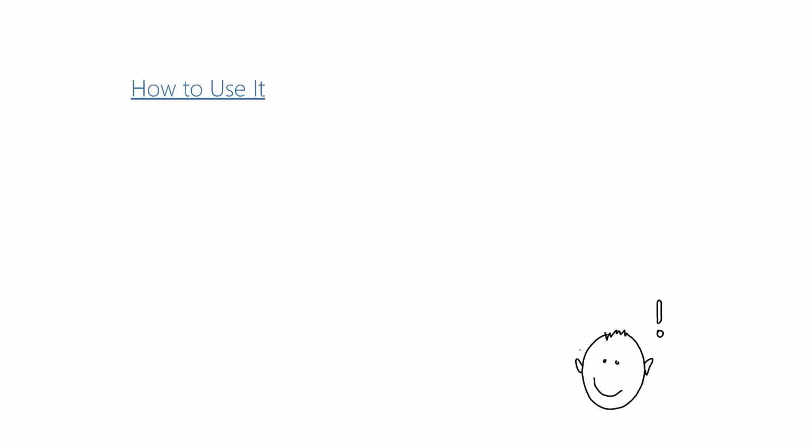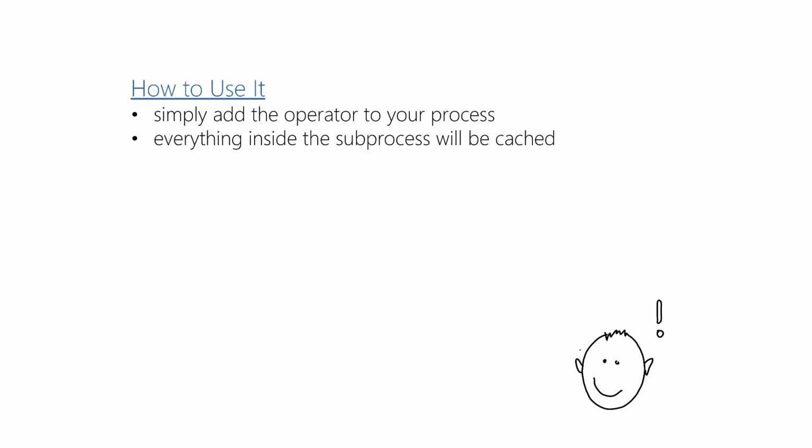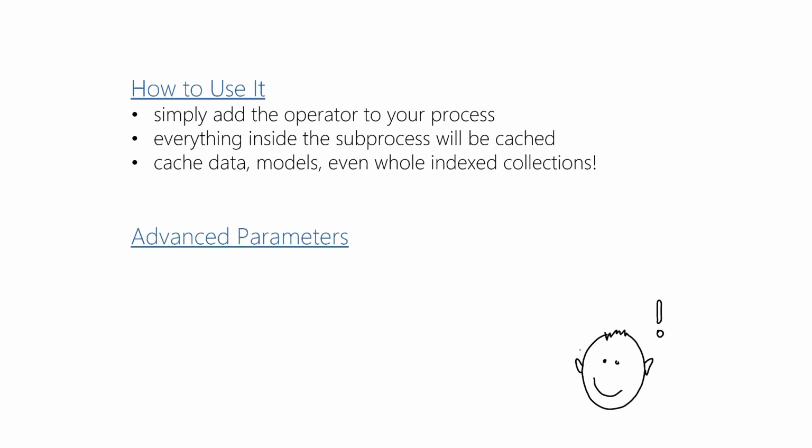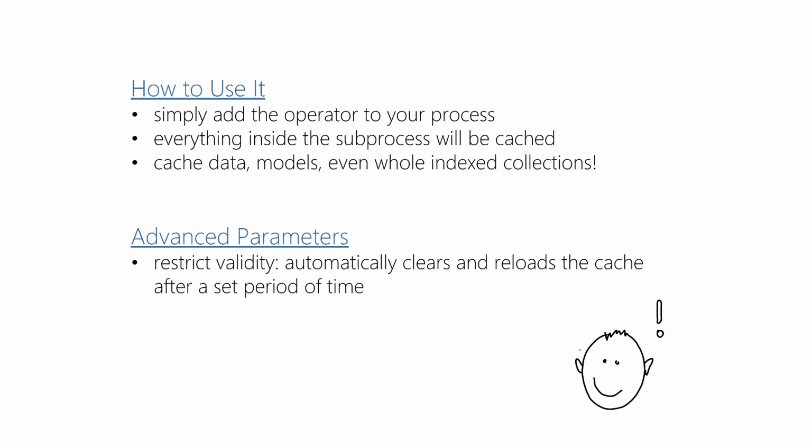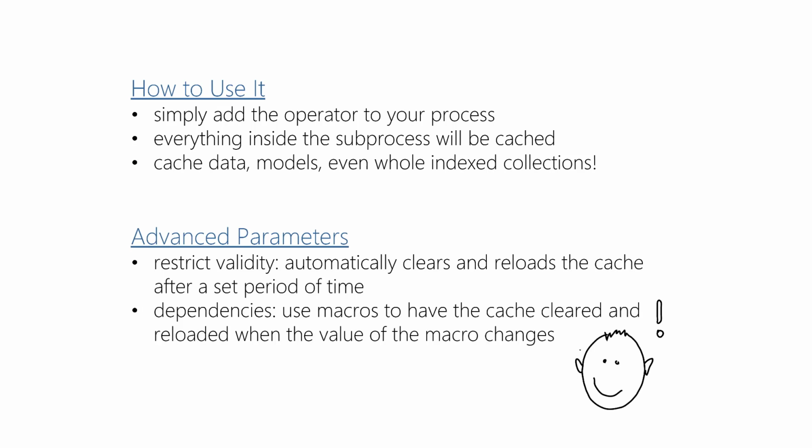To use it, you simply add it to your process and make all necessary connections between the ports. Everything inside the sub-process will be cached: data, models, and even whole index collections. Also, the operator has two advanced parameter options. You can restrict validity, automatically clearing and reloading the cache after a set period of time, or use cache dependencies to have the cache cleared and reloaded when the value of the macro changes.